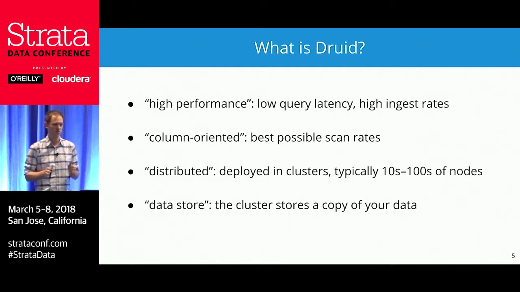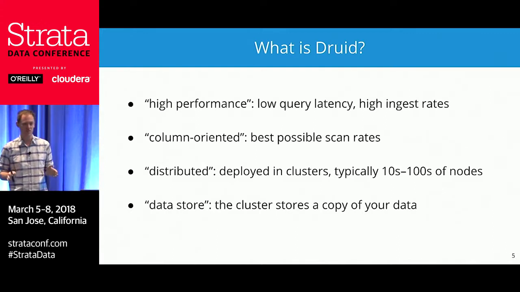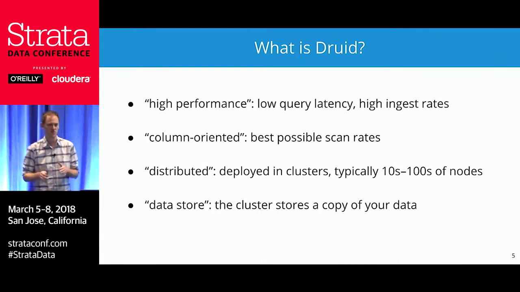We're distributed, so Druid is deployed in clusters, typically tens to hundreds of nodes. The biggest clusters out there that I'm aware of are on the order of thousands of nodes. We're also a data store, so the Druid cluster stores a copy of your data. It doesn't query it from somewhere else. It actually loads data into itself and queries it from within itself. That's part of how we get the high performance in the first bullet.